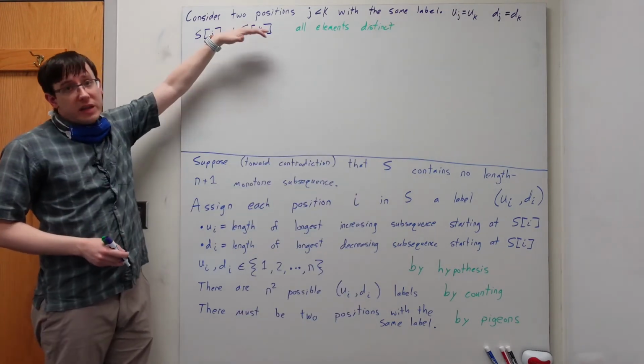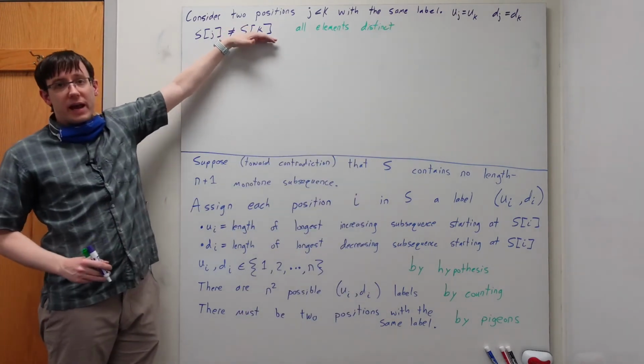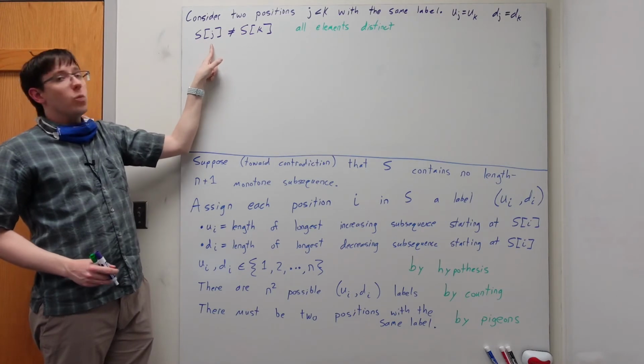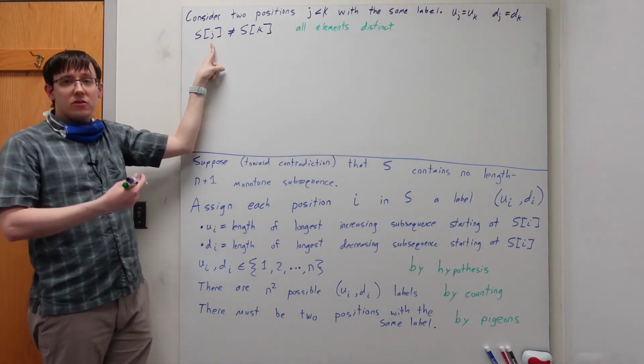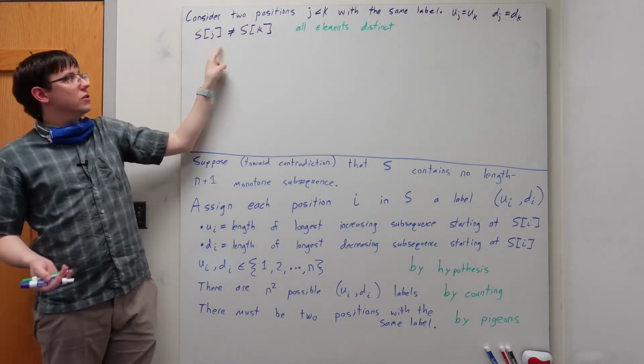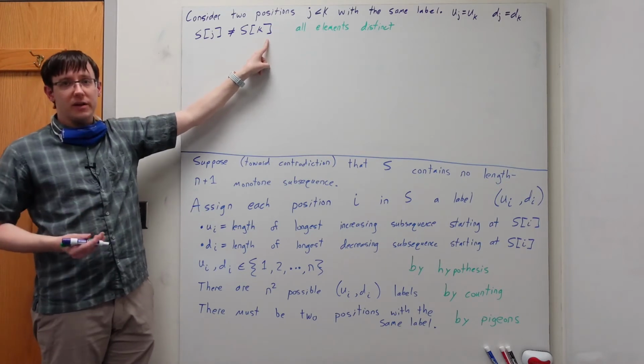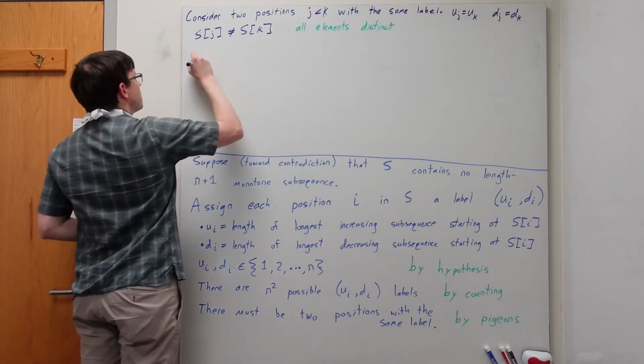And so, because these integers are not equal, we have two cases. It could be that the jth element of the sequence is larger, or that the kth element of the sequence is larger.